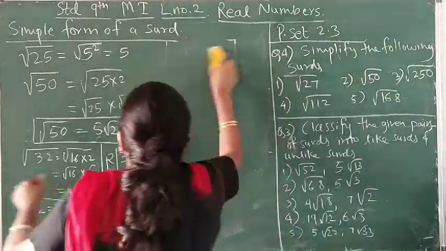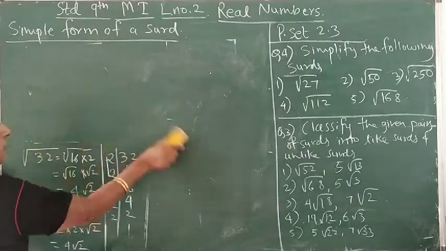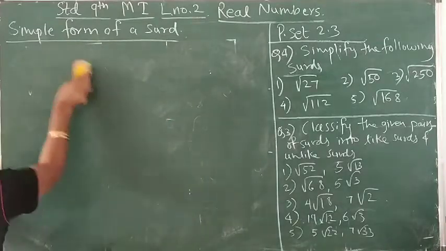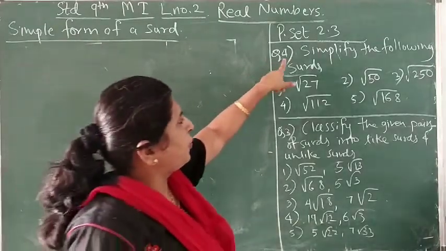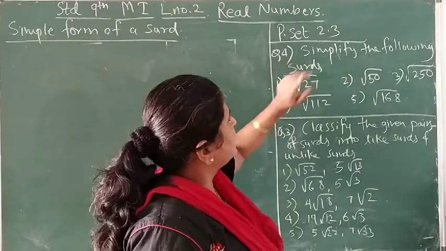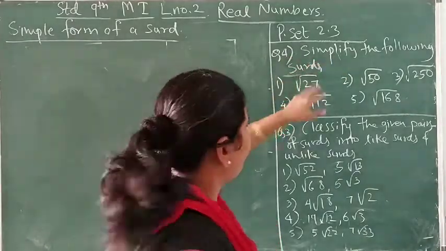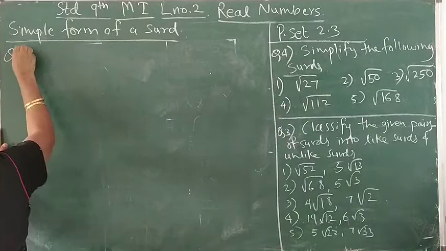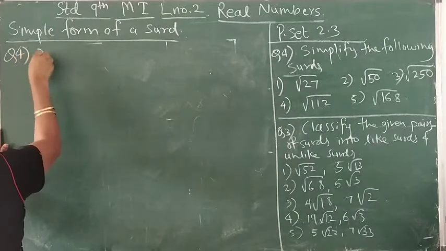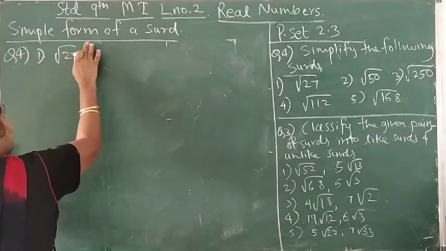Now let's see the questions given in practice set 2.3. I take question number 4, which I have copied over here. Simplify the following surds, or get their simple form. In question number 4, number 1 is the square root of 27.